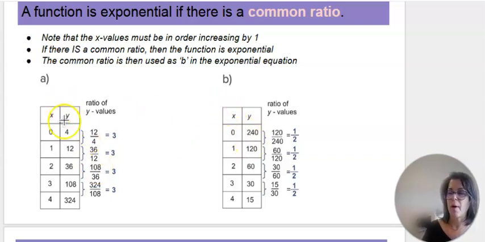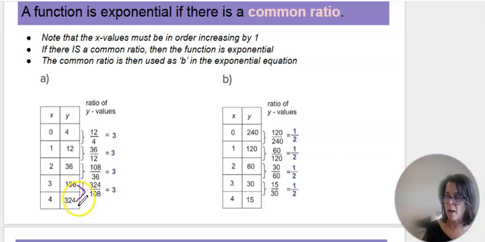To check this from a table, note that the x values have to be in order, increasing by 1. If there is a common ratio, then we can say the function is exponential. So when we look for a common ratio, if you recall, we do that. You might remember my crooked arrows, right?